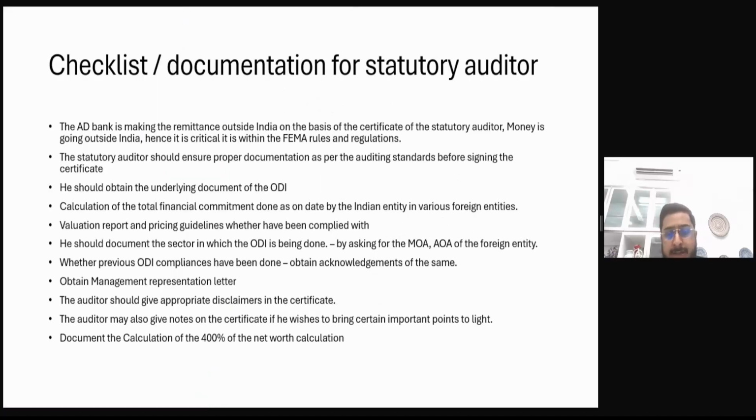One more thing over here is, when you're making an investment, there's another condition also. If you're making an investment in a foreign entity which is a startup, then you have to make this ODI only from your own capital, and you cannot borrow and invest in a foreign entity that's a startup. So there's one condition regarding that. So if an Indian entity is investing in a foreign entity, you should take a declaration from that foreign entity whether or not it is a startup.